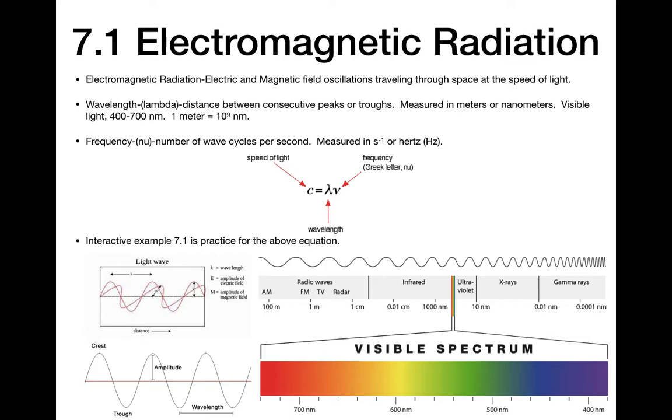Frequency is measured in waves, cycles per second, or 1/seconds, or hertz. And c = λν shows us that the wavelength and frequency are inversely related and that they multiply to give us the speed of light, c. If you're looking for a number for c, 3.00 × 10^8 meters per second is the speed of light, c. Interactive example 7.1 is practice using that equation.